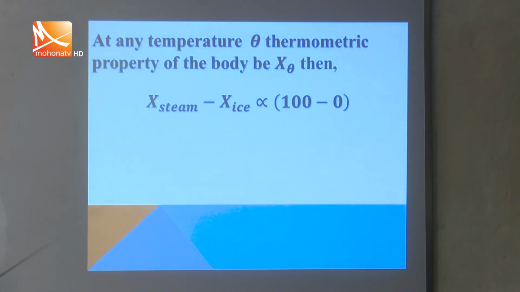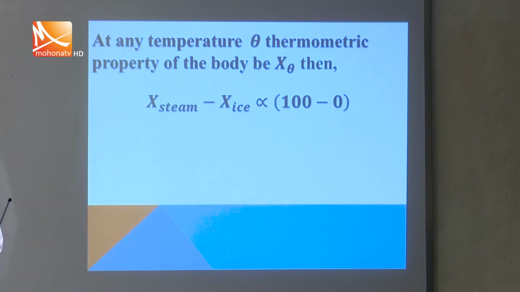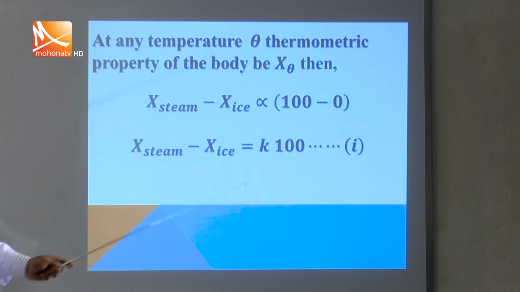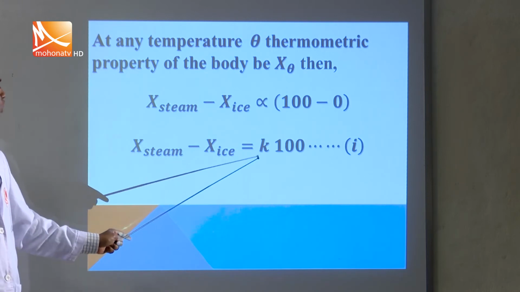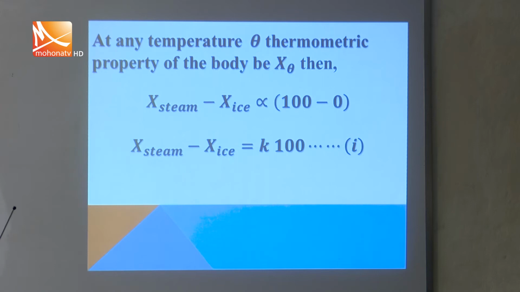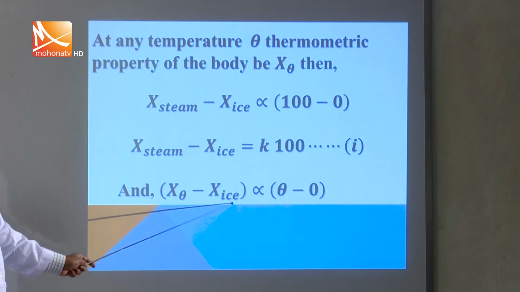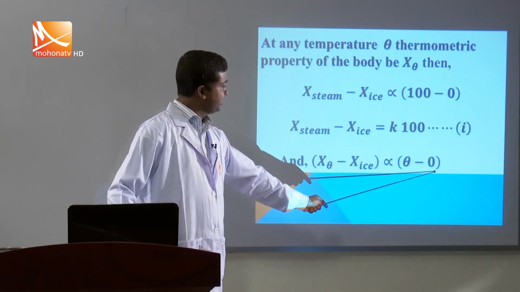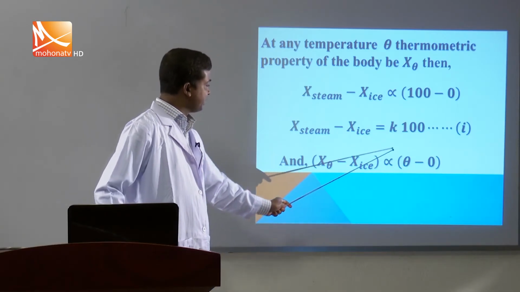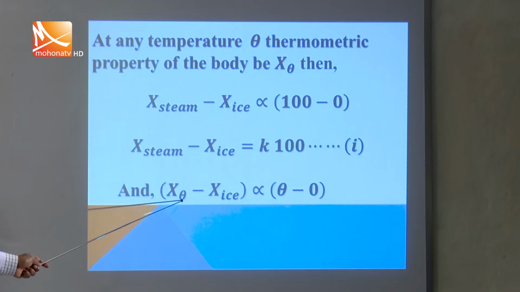You know that thermometric property is directly related to temperature. Now, mathematically you can write X steam minus X ice equals k into 100, where k is the constant of proportionality. So, what will be the relation for the unknown temperature? For the unknown temperature, you can write X theta minus X ice proportional to theta minus 0. This theta is the unknown temperature, and X theta is the thermometric property at the unknown temperature.